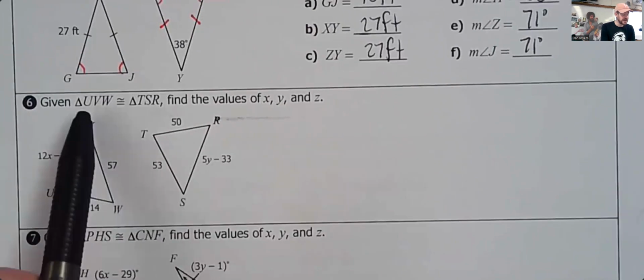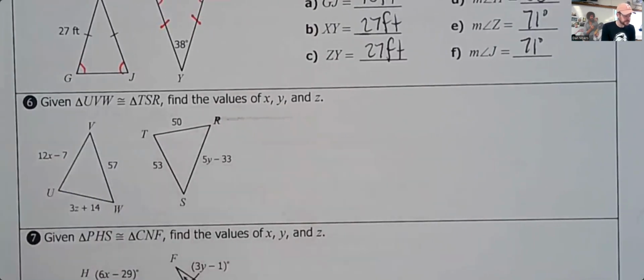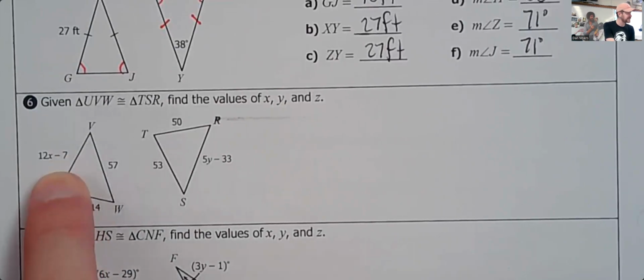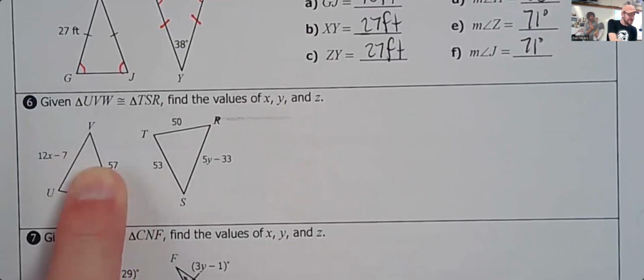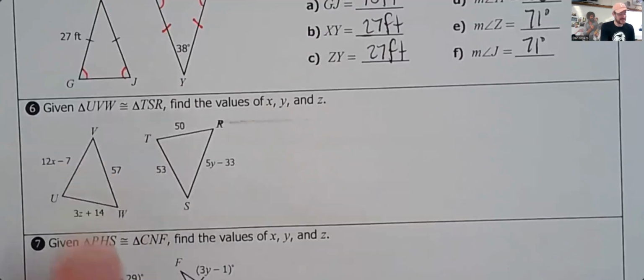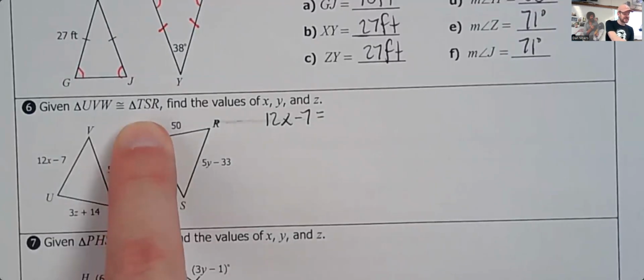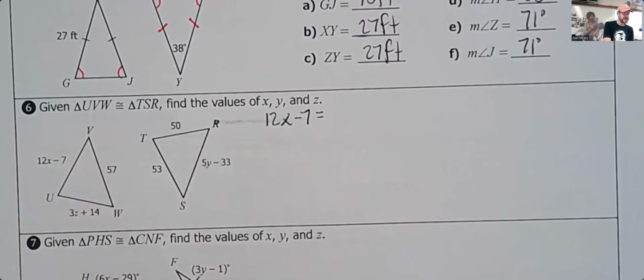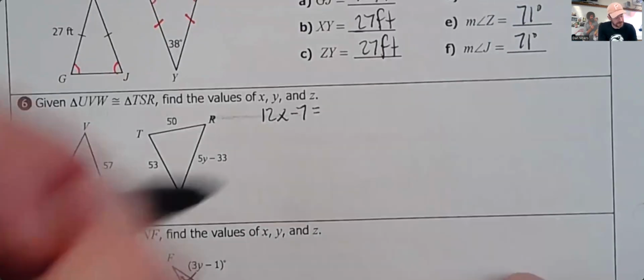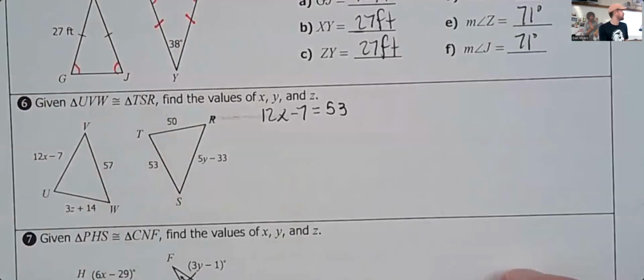So UV is 3Z plus 14. No, it's not. It's 12x minus 7. That's UV. So 12x minus 7 is equal to TS, because UV matches with TS. What's the length of TS? 53. That's one of our equations. I'm going to set up all the equations before I solve any of them.